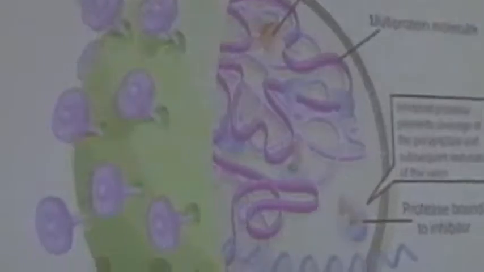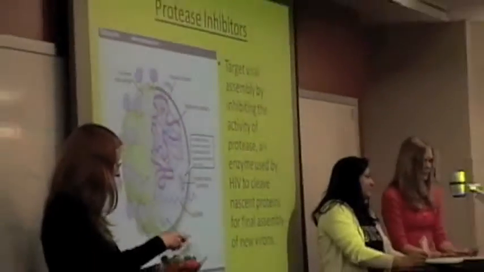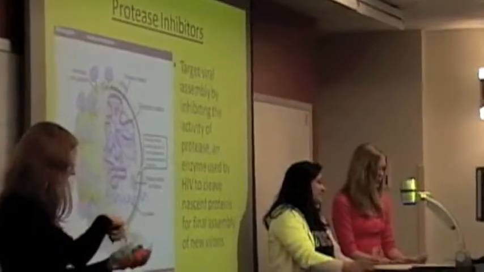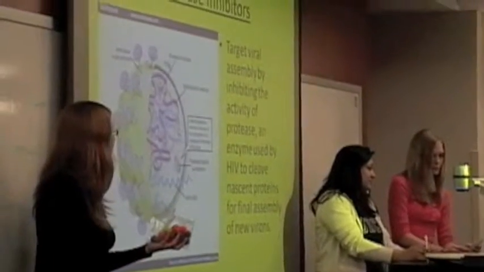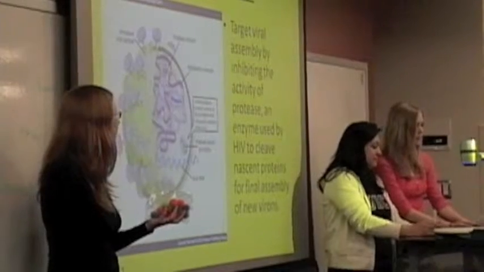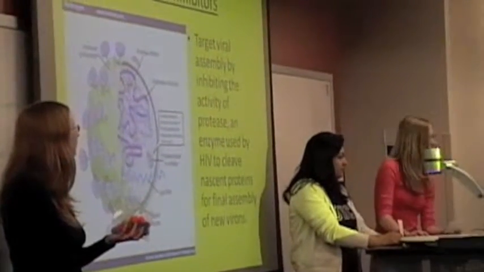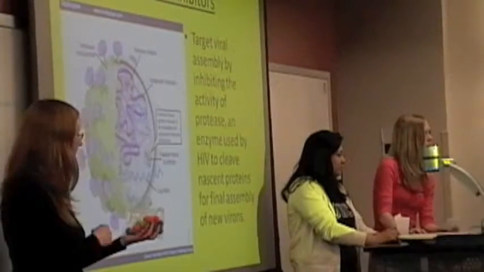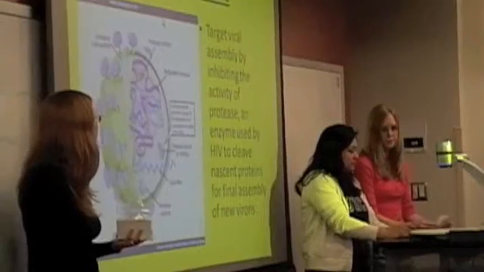The next one is proteinase inhibitors. These prevent the cutting of the genetic material so new viruses cannot be packaged, causing the viruses not to spread, and it prevents new virions from forming. In other words, the HIV cannot replicate inside the cell. This is how the proteinase inhibitor stops the virus from replicating.